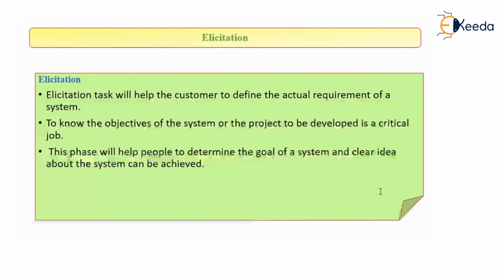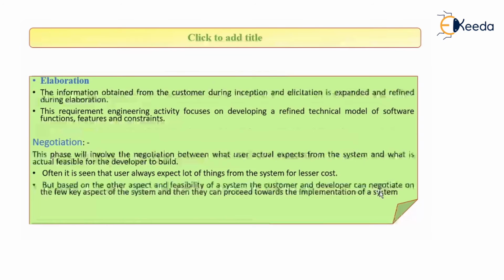Elicitation. It helps the customer to define the actual requirement of the system. To know the objectives of the system or the project which has to be developed is a critical job. This phase will help people to determine the goal of the system and have a clear idea of what the system will be achieving.